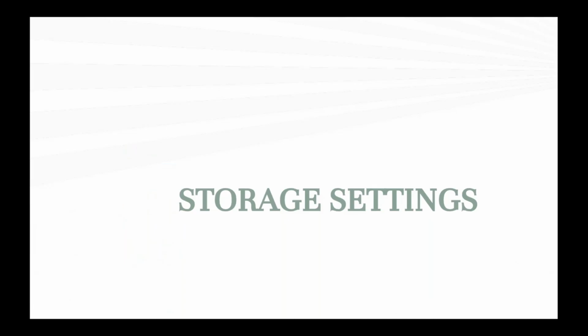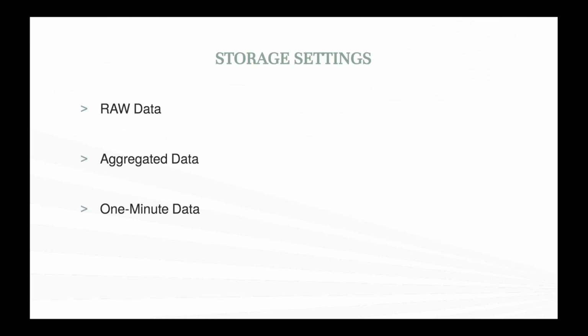Now we are going to see what types of data are available in NetFlow Analyzer, how I can manage them, what is the use of each, and what are the benefits of each. So in NetFlow Analyzer, we use three types of data. One is raw data, next is aggregated, and the third one is 1 minute data. Each has its own unique purpose.